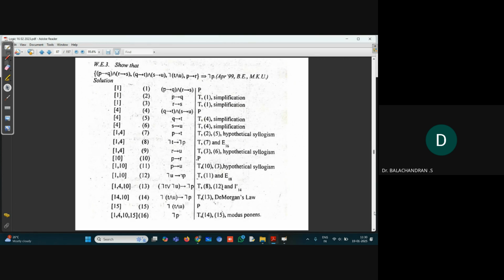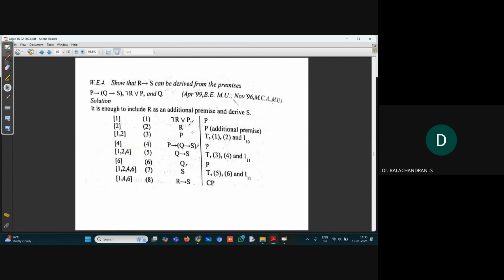So here you have R, and here negation R or P. So I'll get P. Even suppose instead of R I have negation R here, and here R or P, I will get P only. Okay.